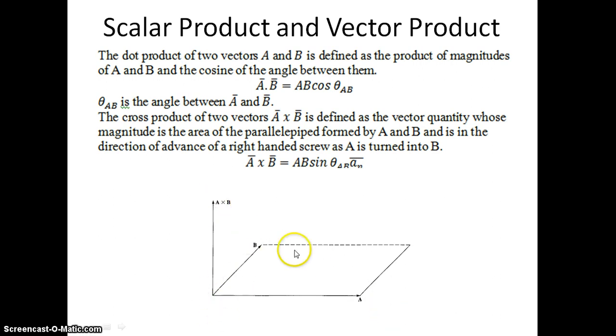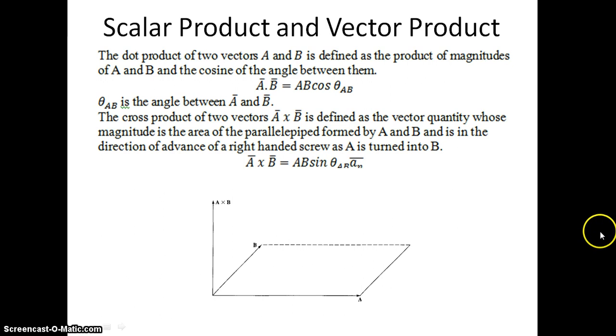The magnitude is the area of the parallelogram formed by A and B. So this is the area of the parallelogram. This is equal to the magnitude, and this is the direction, A cross B. Okay. So A cross B is given by AB sin theta AB into AN. AN is the normal vector.